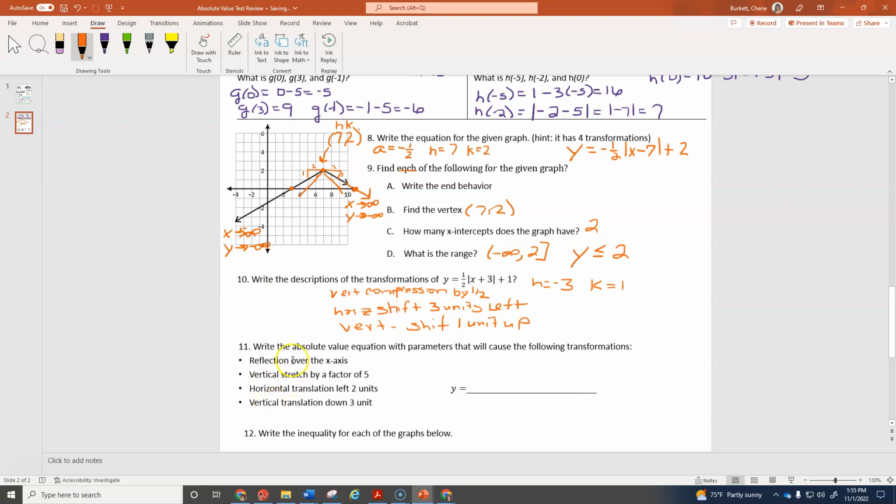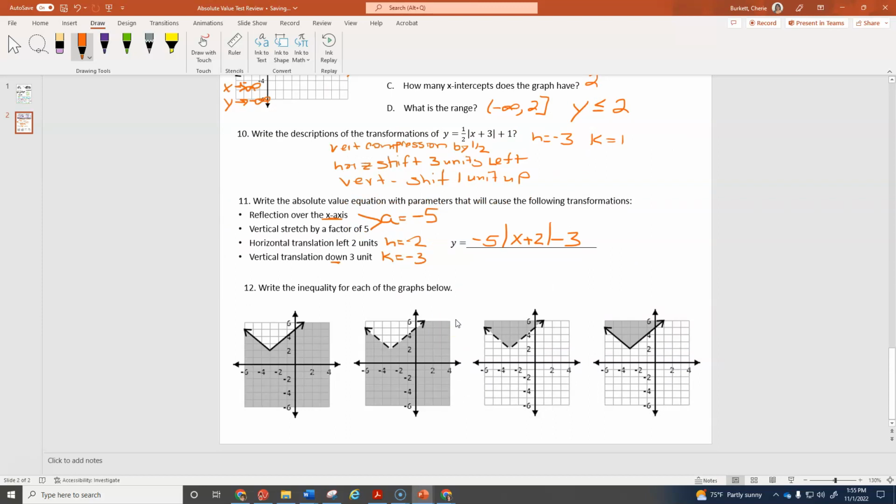Okay. Write an absolute value equation with these parameters: reflection over the x-axis. So these two things right here give me the value of A. A is negative because of this one, and it's a vertical stretch by a factor of 5. Horizontal left, so that means h is -2, and this means k, it's going down, so k is -3. So y equals -5, absolute value x minus a -2, so I'm going to put x plus 2 and then -3.